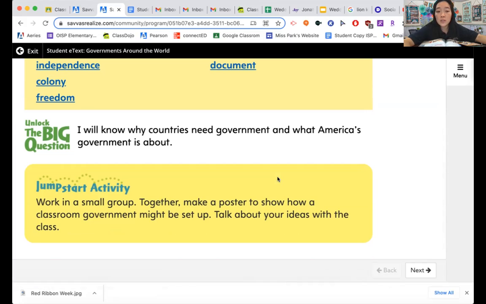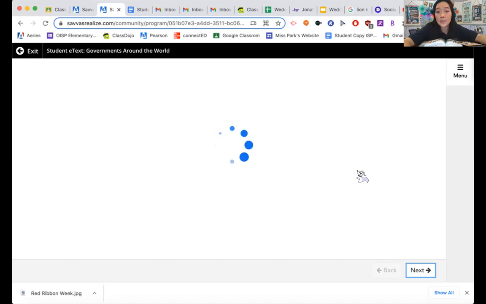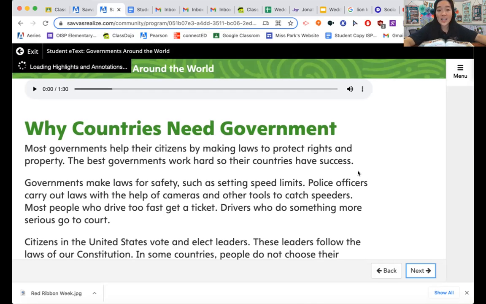And then the jumpstart activity, if we were in class, or in like a school class, work in a small group together, make a poster to show how a classroom government might be set up. Talk about your ideas with the class, and we're going to go ahead and skip that today. So we're on page 86 still.